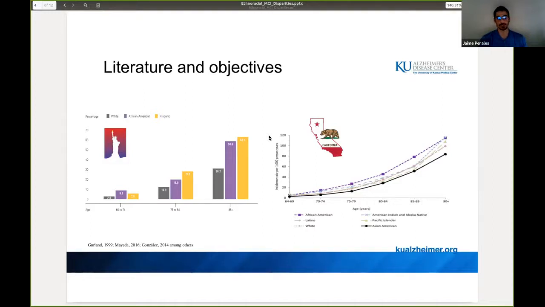To our knowledge, no study has compared the risk of mild cognitive impairment among a wide number of ethnoracial groups in the United States, which is precisely what we aim to do. And particularly, we hypothesize that African Americans and Caribbean Latinos, but not Mexican Latinos, would have higher risk of MCI compared to non-Latino whites.